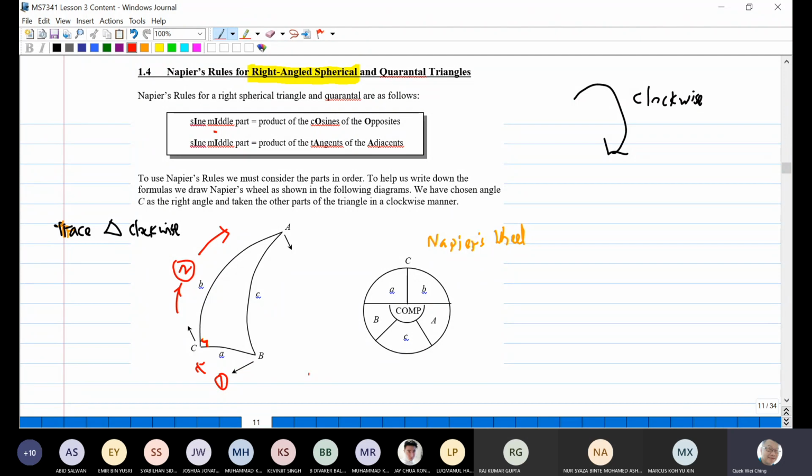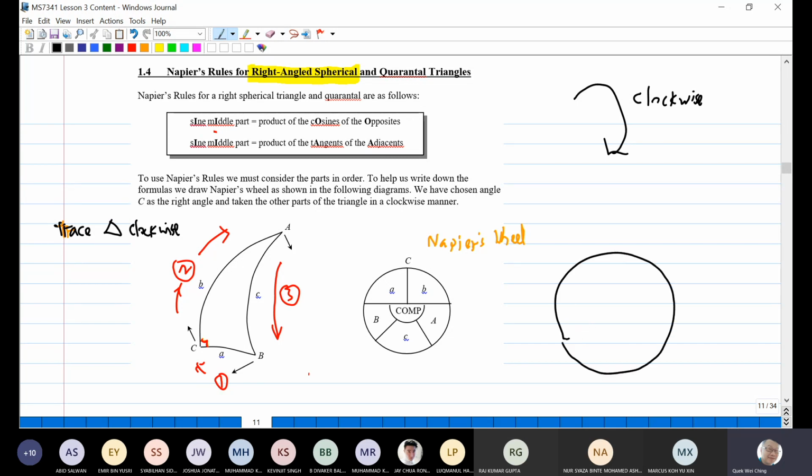Okay, then go into side C, leave angle C, then go into angle A, then go into angle B, this side C. So you trace the triangle in this way. Okay, then you draw the Napier's view.